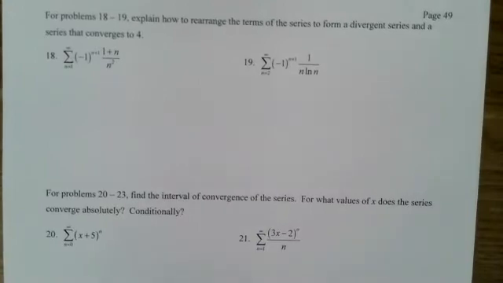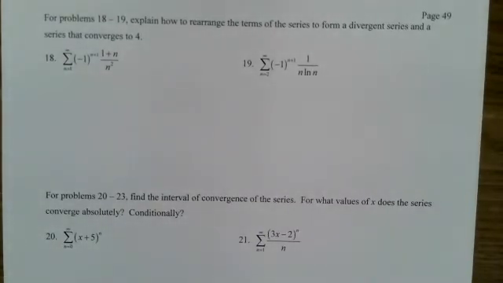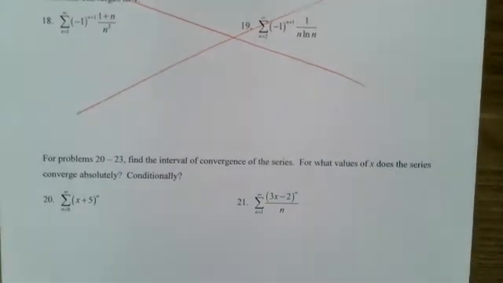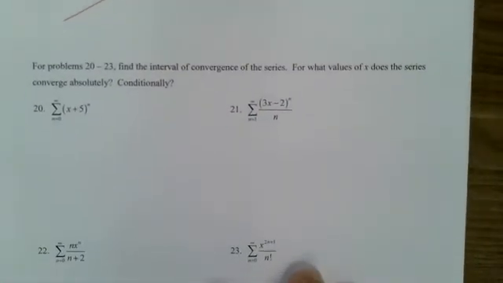So, explain how to rearrange terms of a conditionally convergent series to form a divergent series, or converge to 4. I thought I deleted these. Darn. We don't do that. We skipped it in our notes on purpose. It's a neat little thing, but no, moving on.